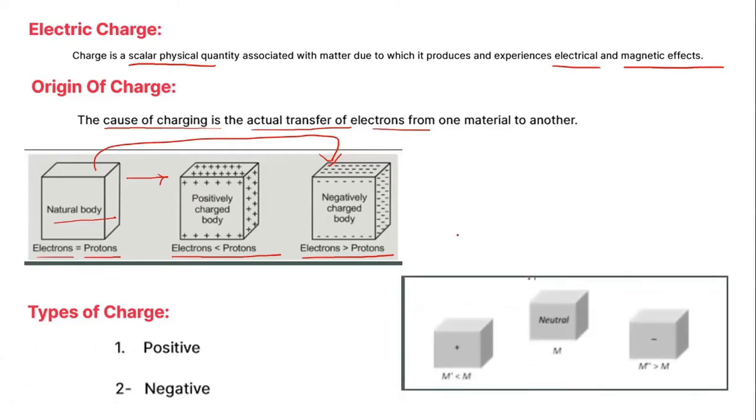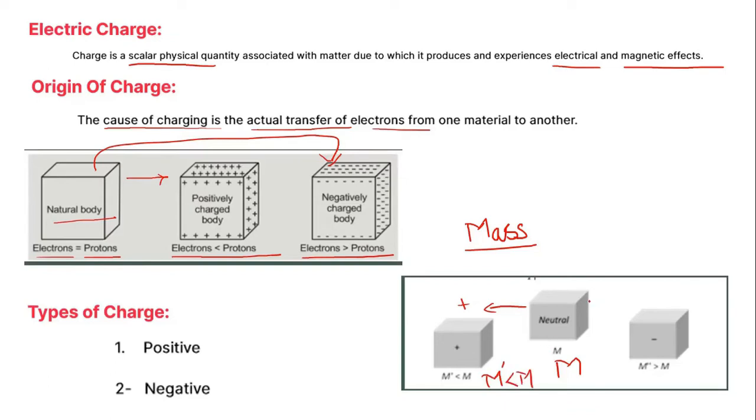Now the other consequence that is related to charge is the mass. What happens to the mass of a body? If we have a neutral body of mass m, and it becomes a positively charged body, what will happen? By donating electrons, it has become positively charged. Naturally, its new mass will be m dash, which will always be less than the original mass of the neutral body.